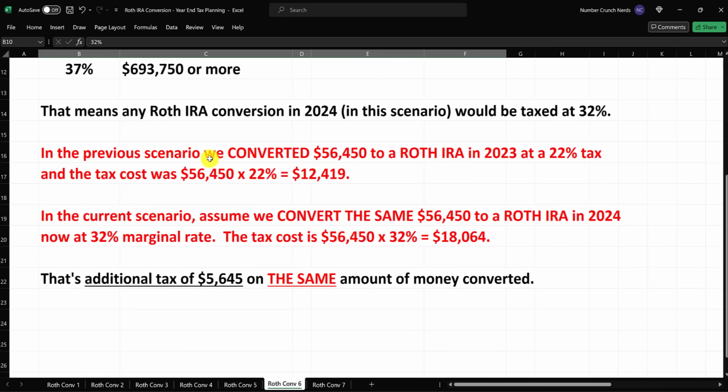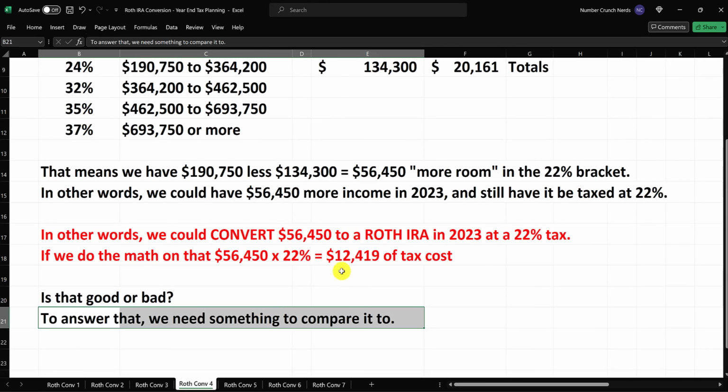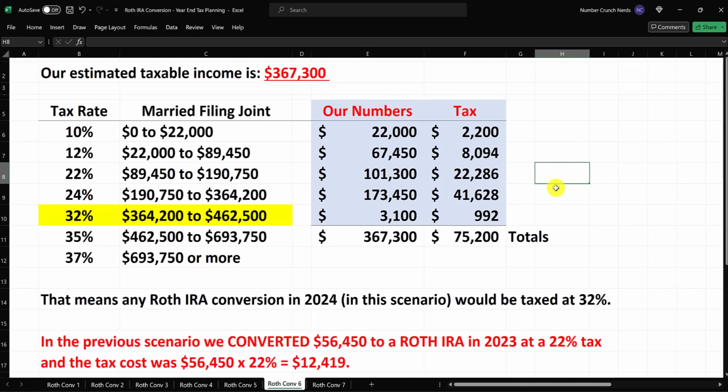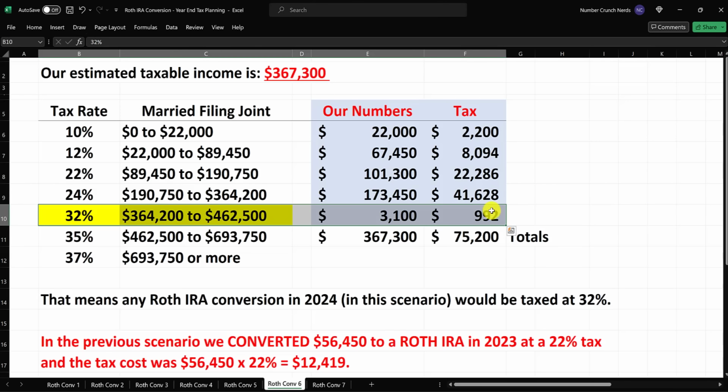In the previous scenario, we converted $56,450 to a Roth IRA in 2023 at 22% for a tax cost of $12,419. Remember, if we go back to right here, $12,419, we asked, is that good or is that bad? Well, in this example, if we wait to do any conversion into 2024 and we're expecting significantly more income, then guess what? Any conversion we do is going to be at 32%.